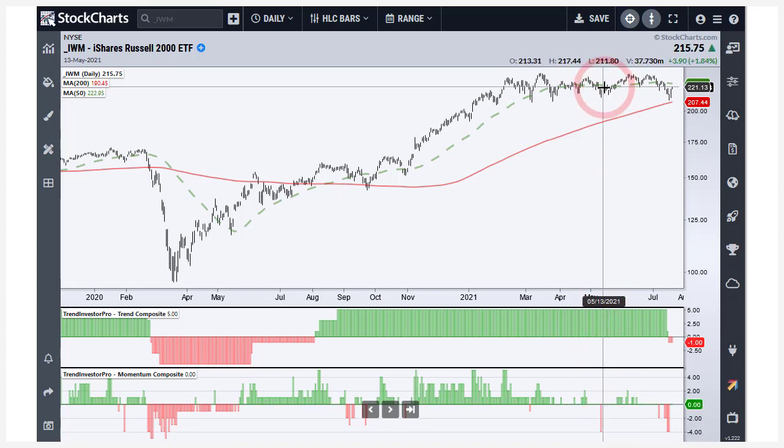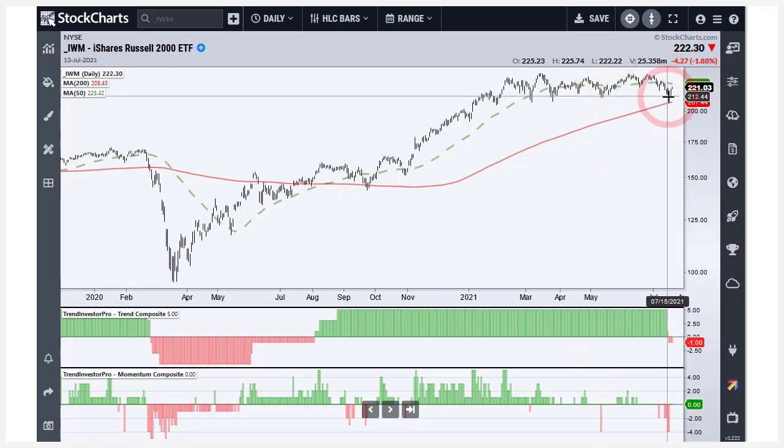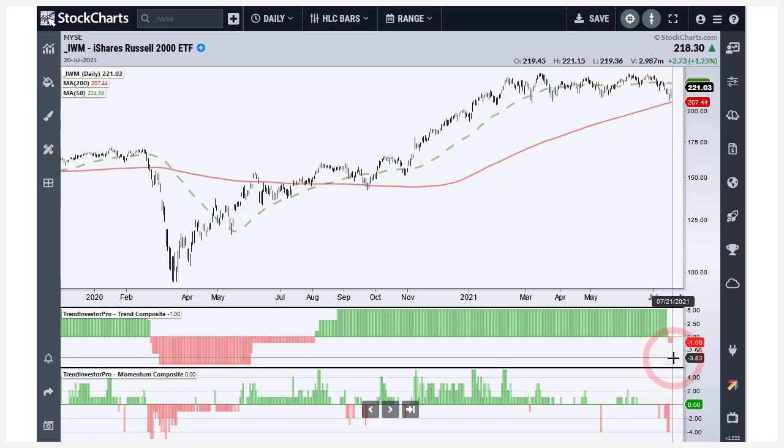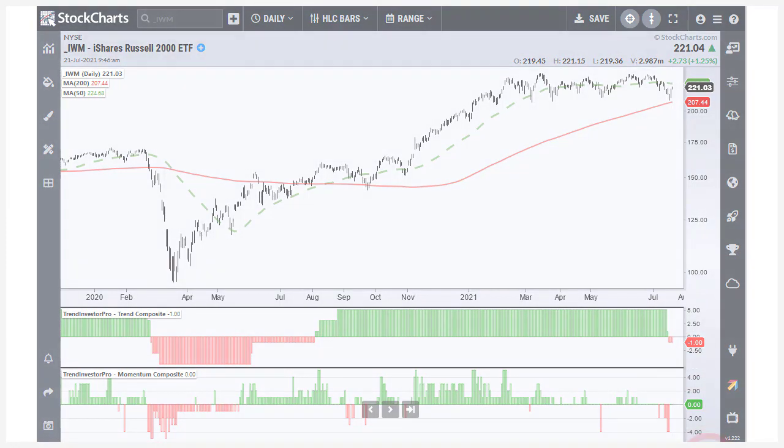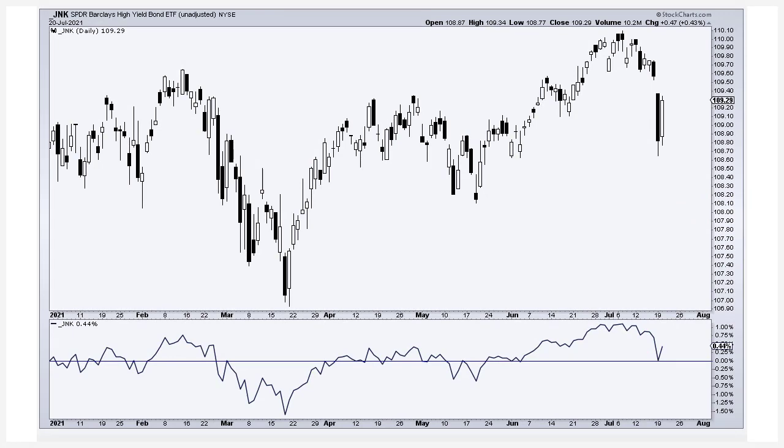So that was a good oversold reading that gave way to a bounce. But now we've got this oversold reading, but the trend composite has turned net bearish. So I would be avoiding small caps right now. So now let's look at a couple of ratios.